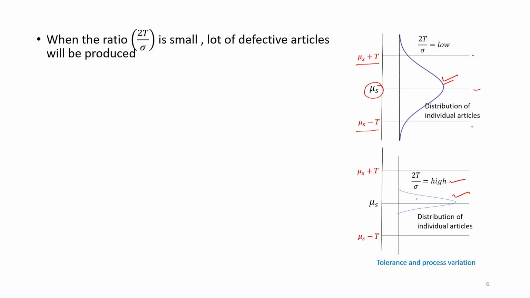So here is a situation which indicates a process where T by sigma is high, and here is a process on the upper diagram where T by sigma is low. That's the difference. So in this case, the spread is more. In this case, the spread is less.